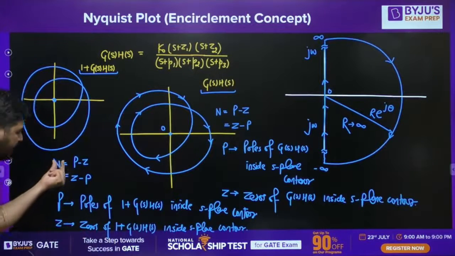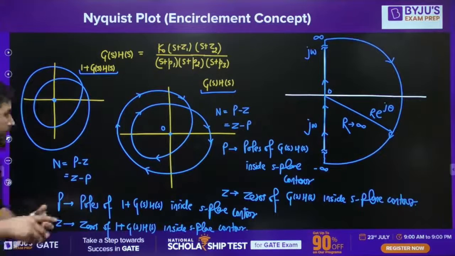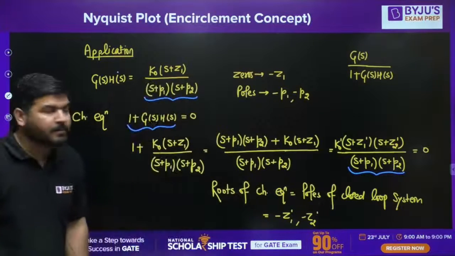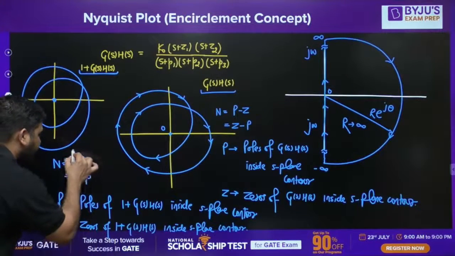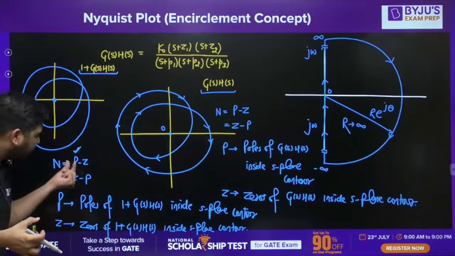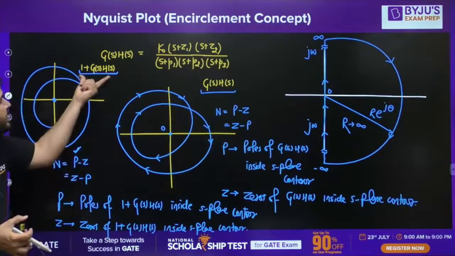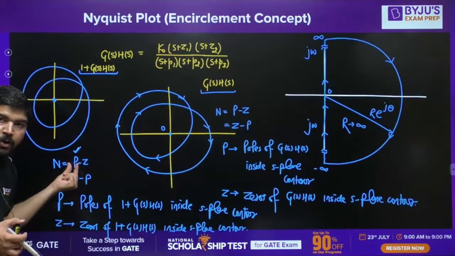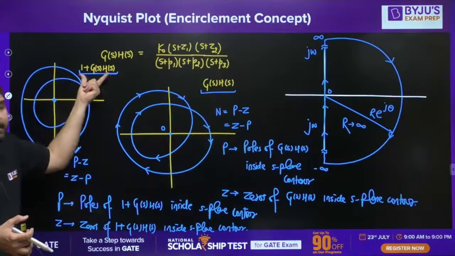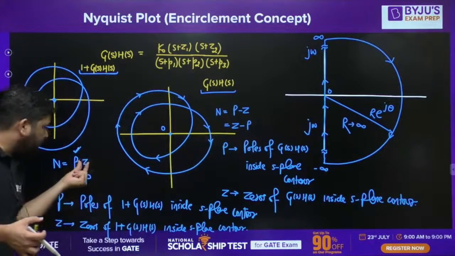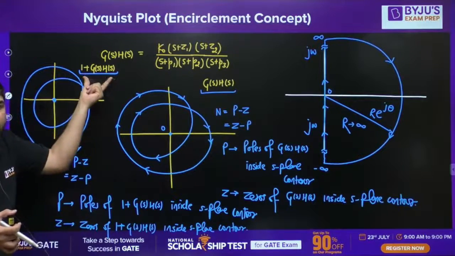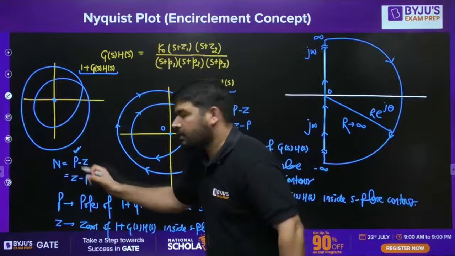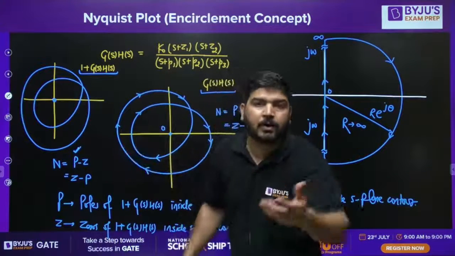So here the encirclement of origin N will be equal to P minus Z. And we are more interested in the zeros of 1 plus G(s)H(s). If somehow we can get the information about the poles of 1 plus G(s)H(s) inside this S-plane contour, then we can calculate the Z value, the zeros of 1 plus G(s)H(s) inside this S-plane contour, and we can get the stability. Because the zeros of 1 plus G(s)H(s) are actually the poles of the closed loop system.